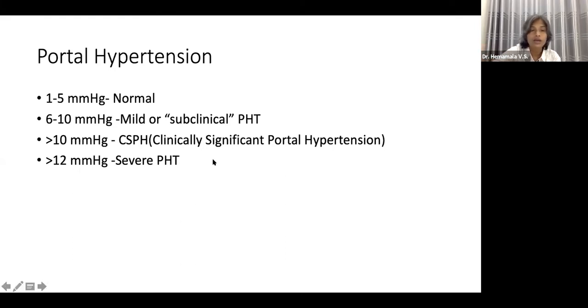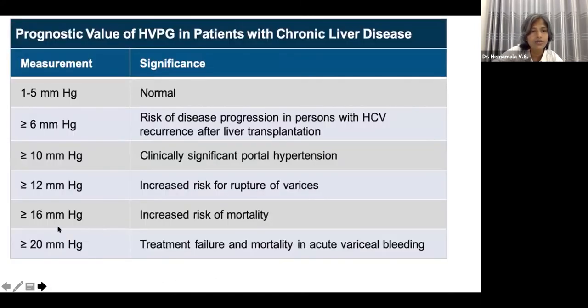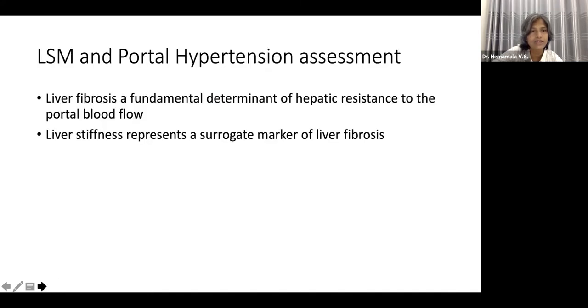Dr. Nisha also will be talking about this, I think, when she talks about surgery for HCC. For a patient who has underlying cirrhosis or advanced fibrosis, how are we going to deal with hepatectomy? So knowing this portal hypertension is very, very important. It is the same thing: more than 12, there is increased risk of rupture of varices.